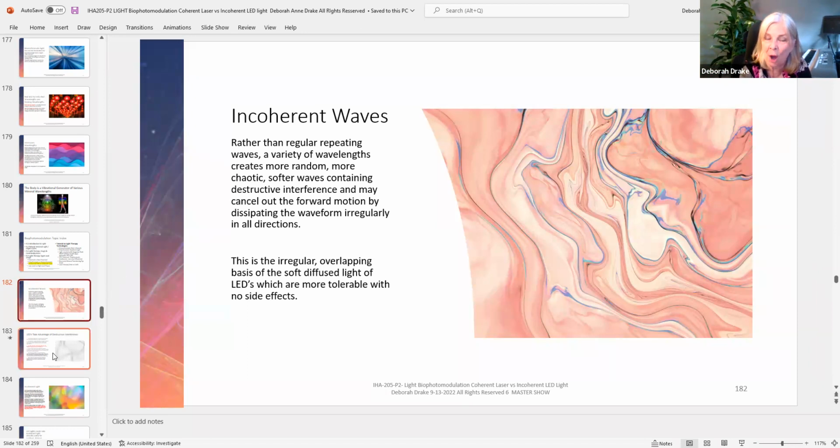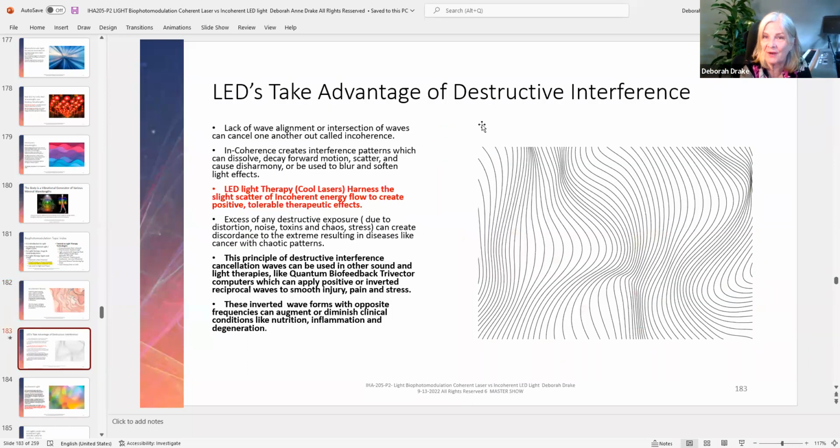When you use the opposite, let's take advantage of destructive interference. When the waves are all aligned, okay, they're like scalar waves. They can add up to a tsunami. But if they're incoherent and a little bit staggered, some of them are positive, some are negative, and they cancel each other out, okay? So the incoherent, more wiggly, chaotic pattern creates interference patterns that dissolve and decay any forward motion. They scatter, they create disharmony to blunt or blur or soften any intense effects.